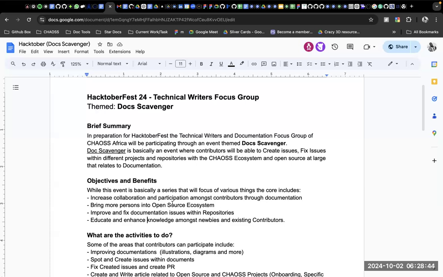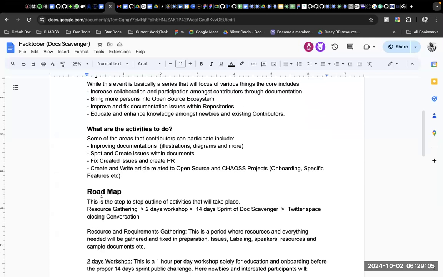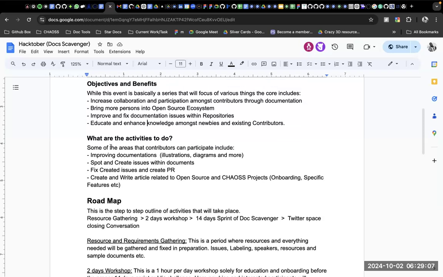So I created a roadmap for this mini event that we're having within the focus group. That is also going to help us in preparation as well as give us ways or a medium of documenting our work. Before we get to the roadmap, these are suggested activities I think we can do, one of which is improving documents, either through illustrations, diagrams, or anything. Spot and create issues within documents.